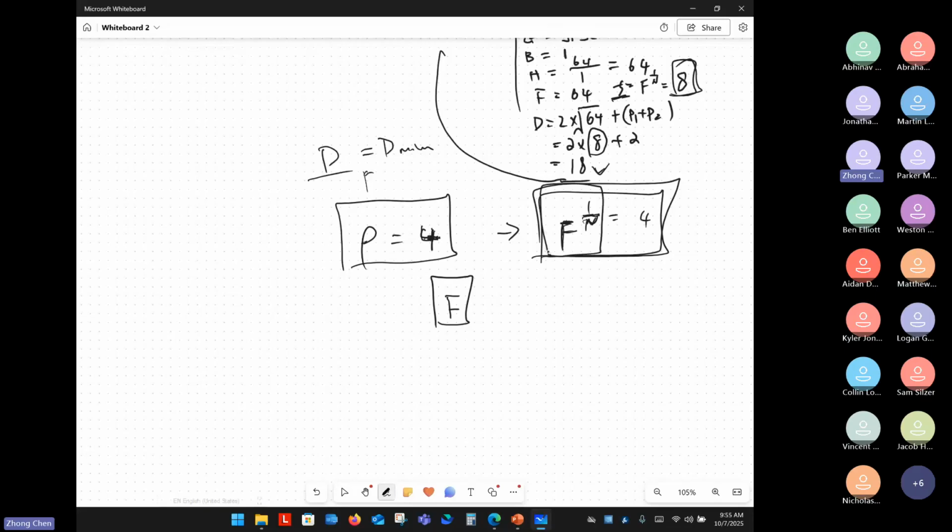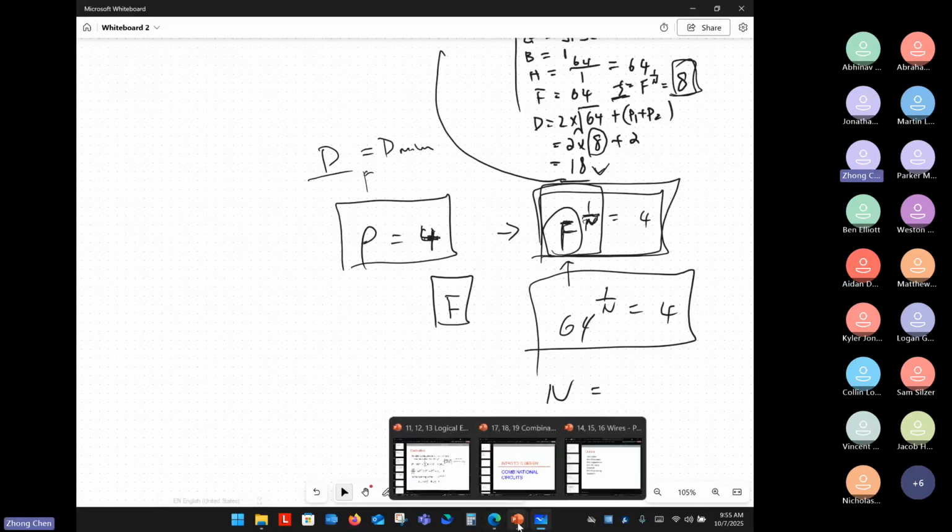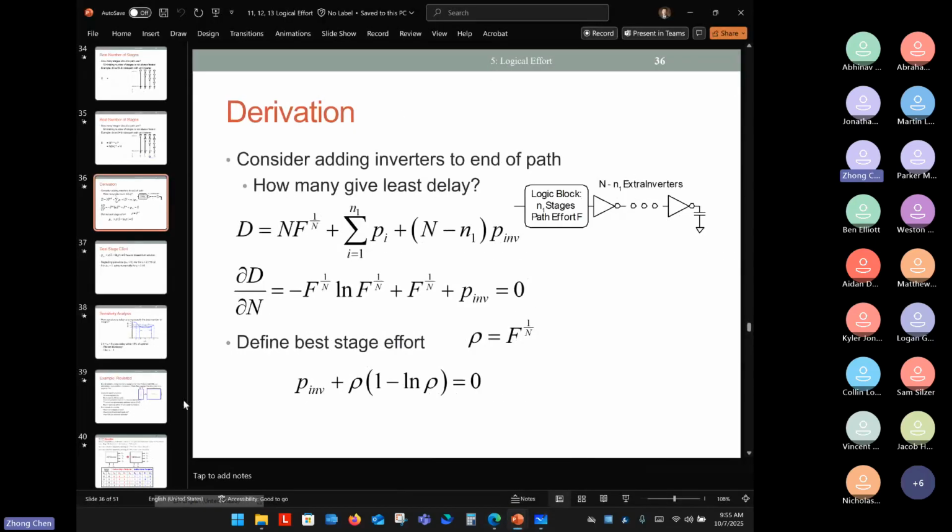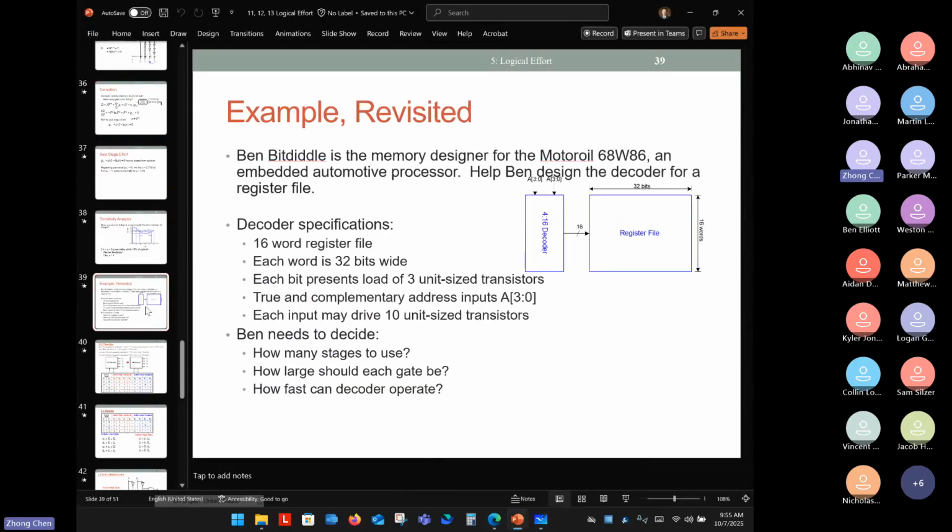For one particular case, rho is equal to f to the power of 1 over n. If we're able to calculate the f value, for example f is 64, to the power of 1 over n equal to 4, I can use this equation to get my n number. So that is the case. Let's go back to the examples we met in the beginning.